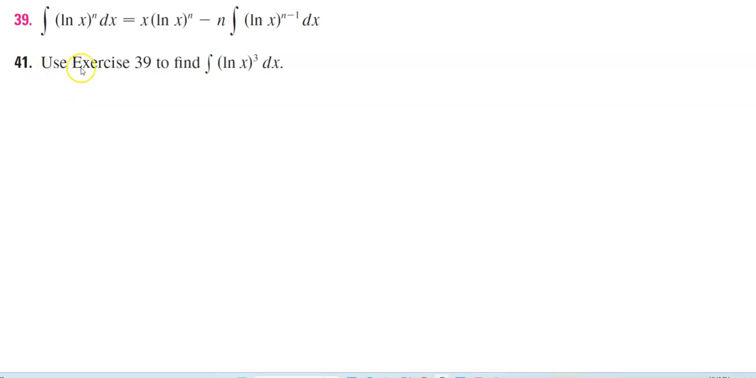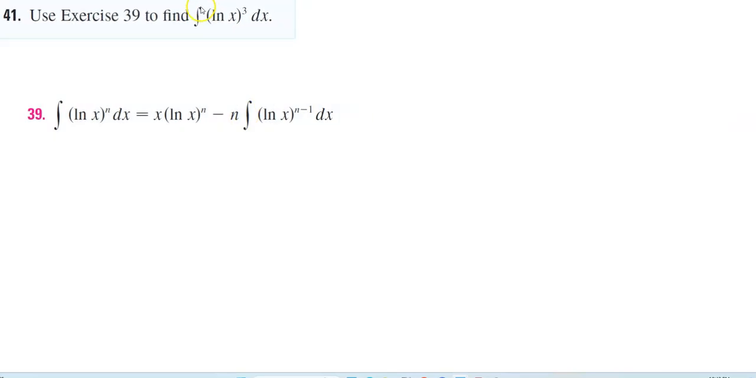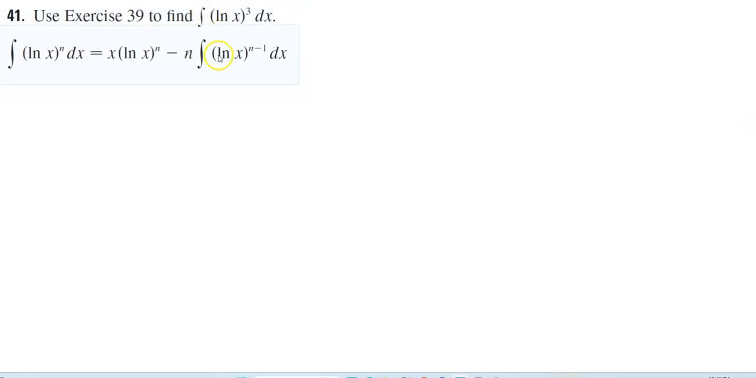Okay, for question 41, we're going to use exercise 39 here to find the integral of the natural log of x to the third power. And this is what our formula is. So let's go ahead and use that. So n is equal to 3, right? So what that tells us is the following.